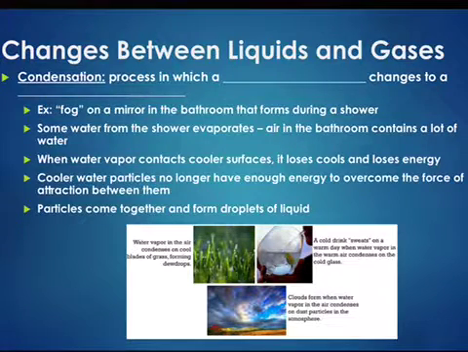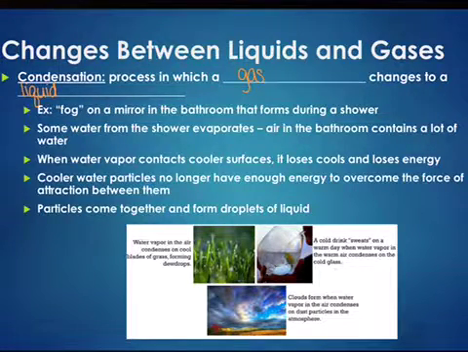Then we have condensation, and this is a process in which a gas changes into a liquid. For example, fog on the mirror in the bathroom that forms during a shower is condensation. The water vapor from the hot shower will cool and then turn to liquid on that bathroom mirror.